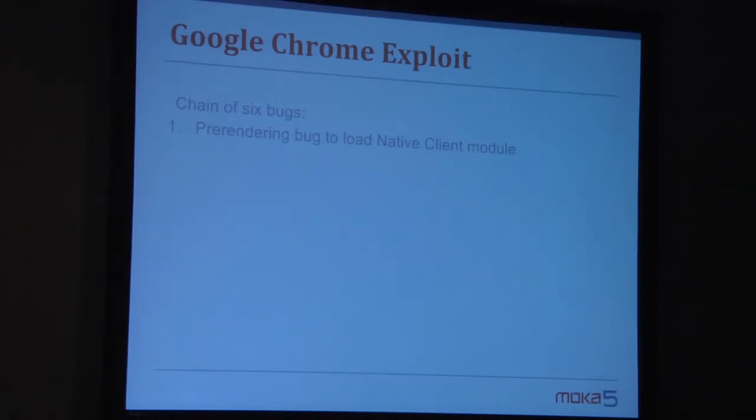First, there's a feature in Google Chrome to do pre-rendering. Basically, when you go to a web page, you want to render it before it actually shows, for good performance, right? There was a bug in there that would allow you to load a native client module, which you normally would not be able to do from one of these tabs. And native client allows you to do GPU operations, because you want to be able to do accelerated graphics inside of your native client program.